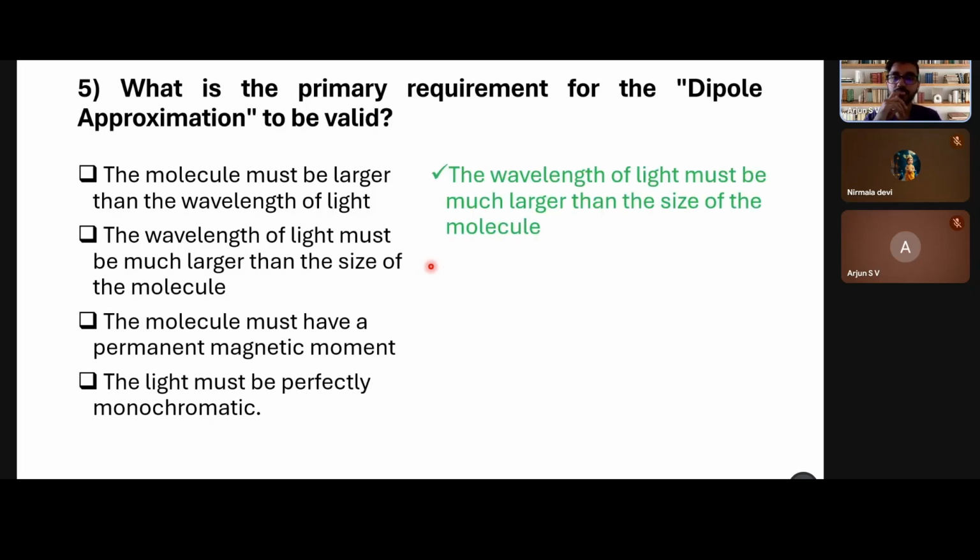So the answer is option 2, which is the wavelength of the light must be much larger than the size of the molecule. Only under these conditions can the dipole approximation be considered valid.